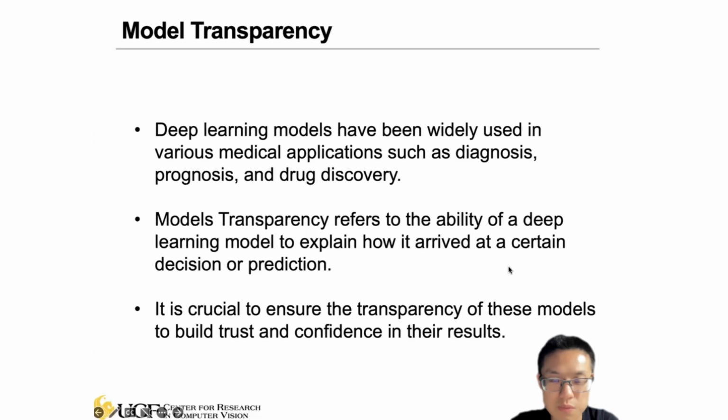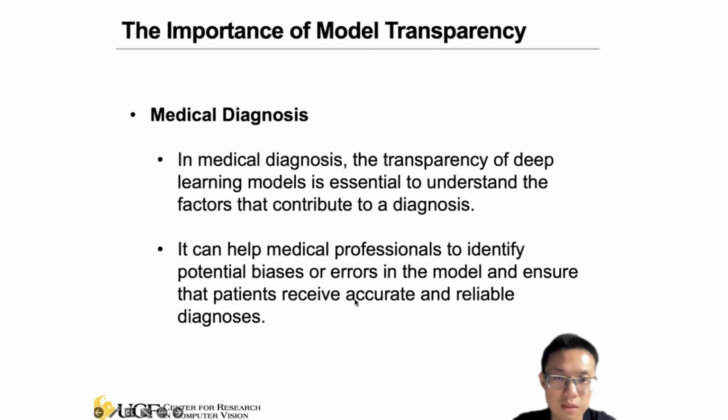So model transparency refers to the ability of the deep learning model to explain how it arrived at a certain decision or prediction. And it is very crucial to build trust and confidence in the result. You're able to explain why the model makes the prediction. And for the medical domain, we can use this to do medical diagnosis.